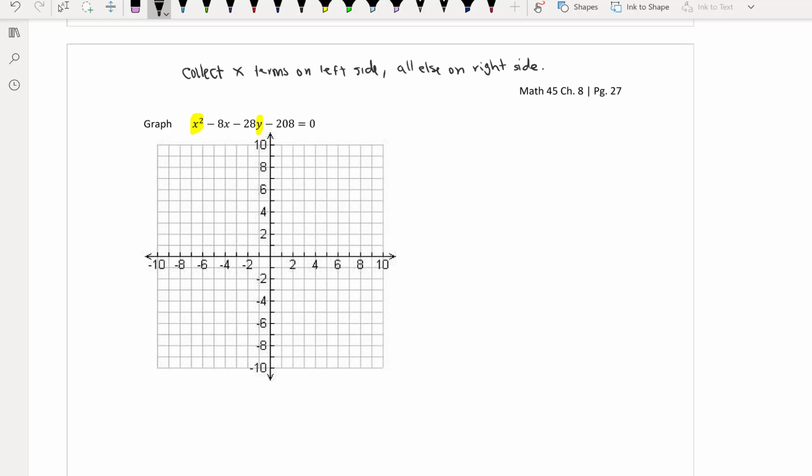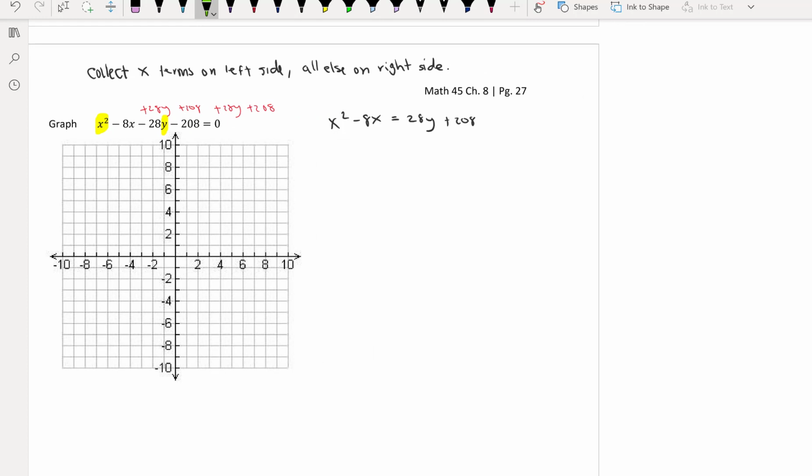So then I'm going to go ahead and do that. So I'm going to have my x squared minus my 8x. And this is where I'm going to start moving things to the opposite side. So I'm going to have a positive, since I'm going to be adding 28y to both sides. So I'm going to have a positive 28y on that side. And I'm also going to be adding 208 to the opposite side as well. So plus 208. So then over to the side, I'm going to do my completing the square.